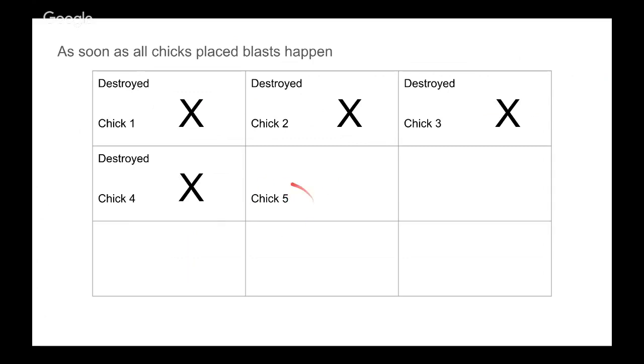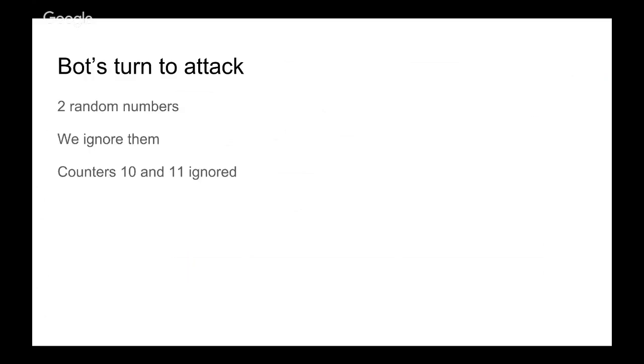The bot is now left with only 1 chicken. Once again, it is the bot's turn to attack and our turn to defend, which again we don't care about. Let it do whatever it wants to do. We just pass it over.